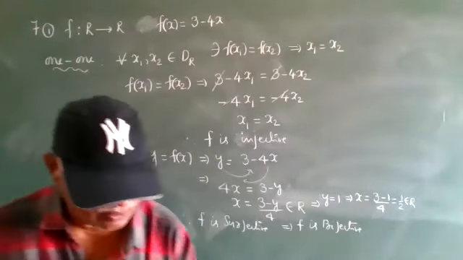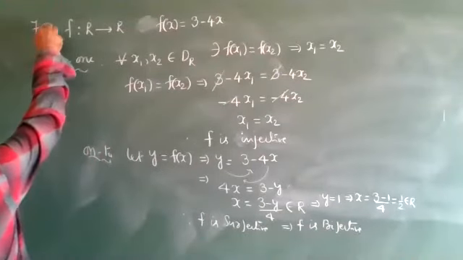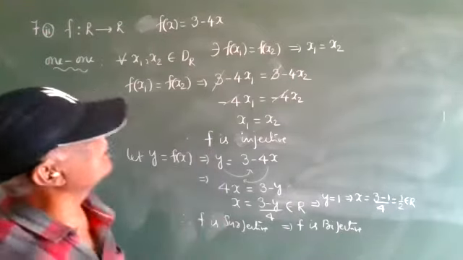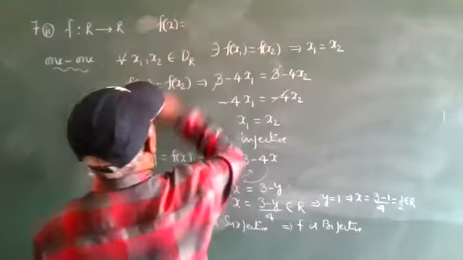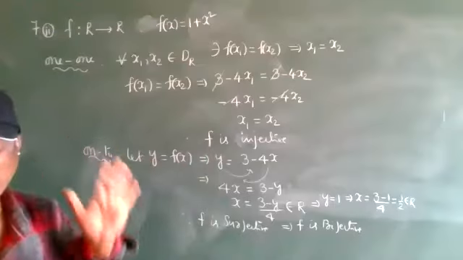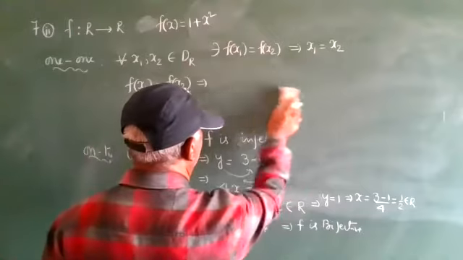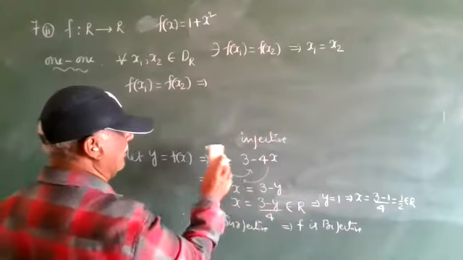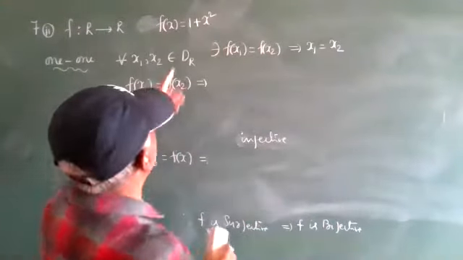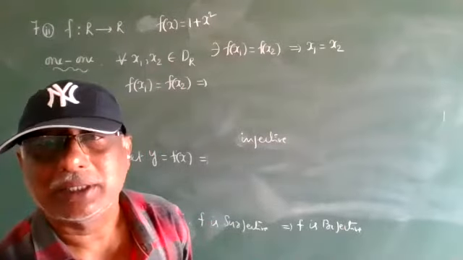Everyone go through the second bit of the seventh one. F of x is equal to 1 plus x square. Immediately draw the figure. First you have to draw the figure, and after that we go through the problem. First draw the figure because of the x square term. Is it clear now?